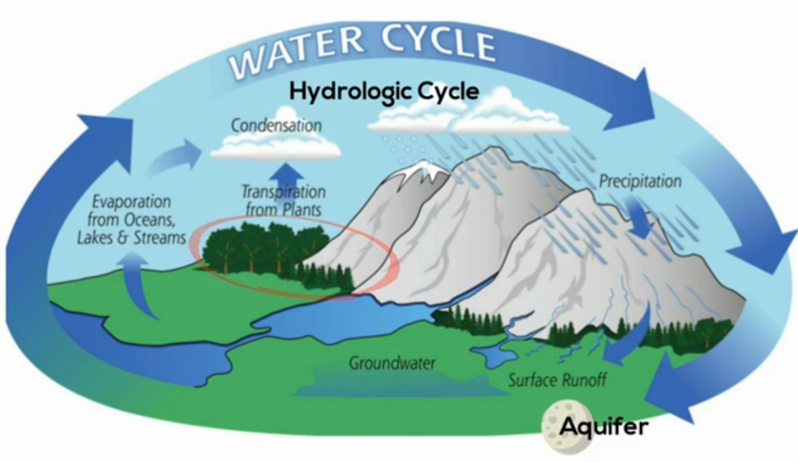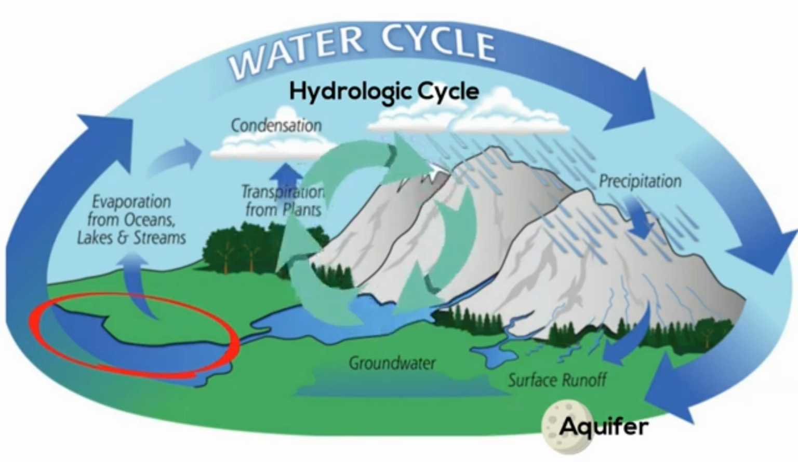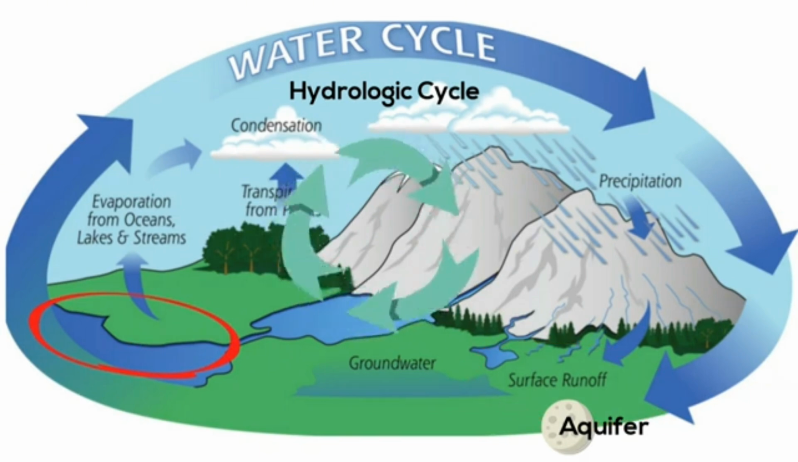Some water on the Earth's surface is not absorbed by plants or does not become groundwater, and it becomes surface runoff. This runoff may empty into lakes, rivers, and streams, and then is carried back to the ocean where the cycle may begin. So there we go, the basics of the water cycle.